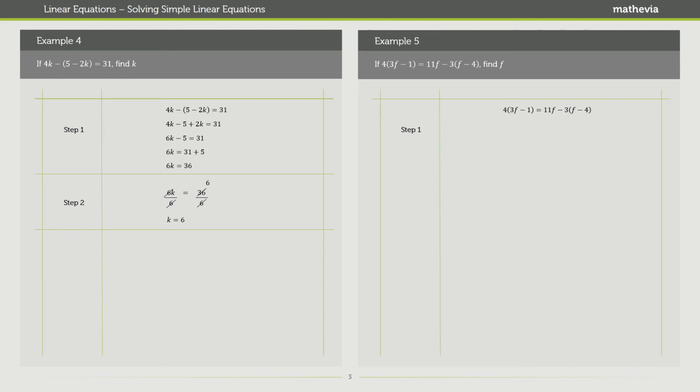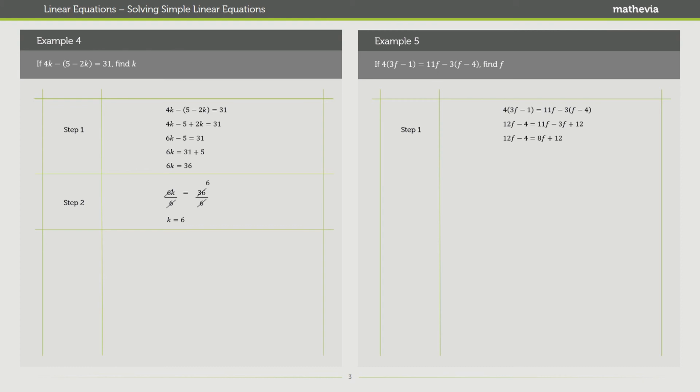We have 4 multiplying (3f minus 1), and that will give us 12f minus 4. 4 multiplying 3f gives 12f, and 4 multiplying minus 1 gives minus 4. Equals 11f minus 3 multiplying f, which gives minus 3f, and minus 3 multiplying minus 4 gives plus 12. Now we can simplify. 11f minus 3f is 8f. So we have 12f minus 4 equals 8f plus 12.